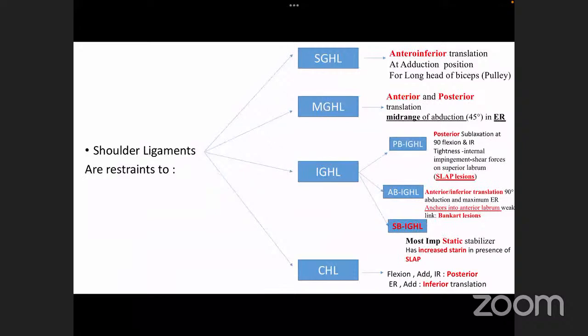And this is an overview diagram, which is very important to memorize, about each one of the ligaments that we mentioned and the most important in clinical practice. Regarding the inferior glenohumeral ligament, the posterior band in 90 degrees flexion is very important in the diagnosis of SLAP lesions. The inferior part of the glenohumeral ligament is most likely to resist anterior translation of the humerus in abduction and external rotation, and that's why it's normally injured with Bankart lesions and with anterior dislocations.